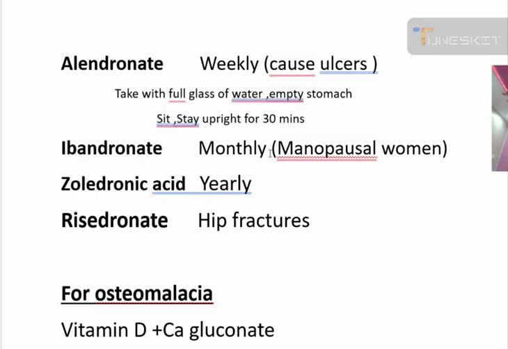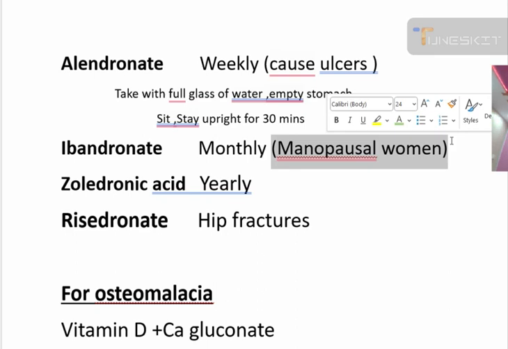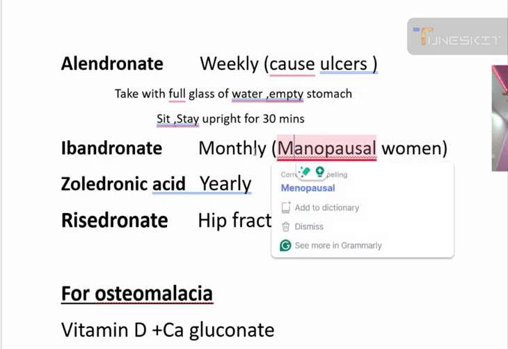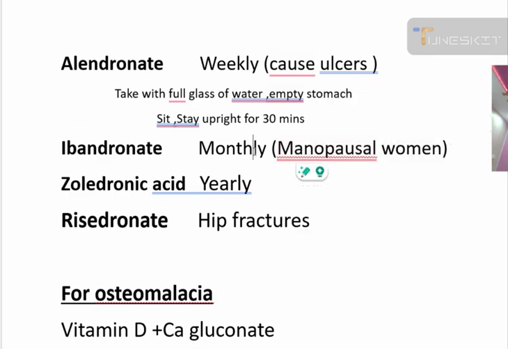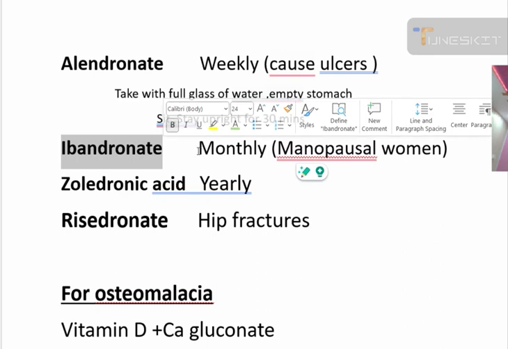Ibandronate is for monthly use. And most menopausal women get osteoporosis. Why? Because there is a link between estrogen and osteoporosis. After menopause, the level of estrogen becomes low, so they get osteoporosis. So ibandronate is used monthly.